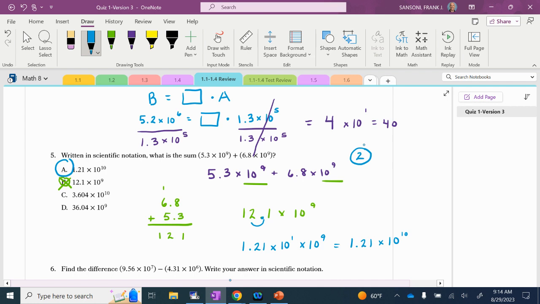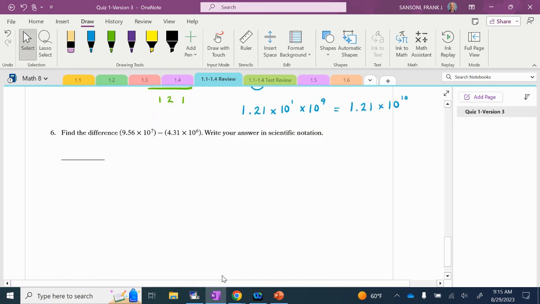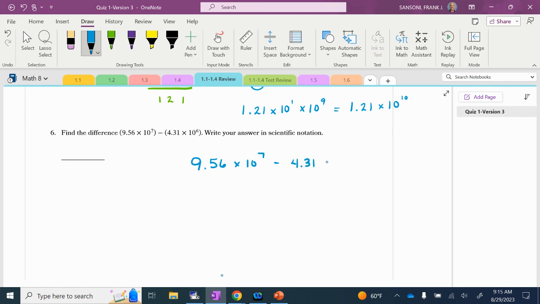And then our last problem says find the difference of, and I will rewrite this so you can see it nice and large, 9.56 times 10 to the 7th minus 4.31 times 10 to the 6th. So we just talked about, we trained our eye to look at the what? The exponents. Are they the same? They're not the same. So you can either take the one that's 10 to the 7th and make that 10 to the 6th by moving the decimal to the right one, or you can, I always like to go up. So whichever one's the lower exponent, I like to go up with that one. So this one's my lower exponent.